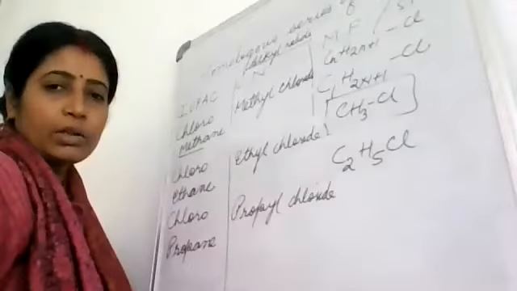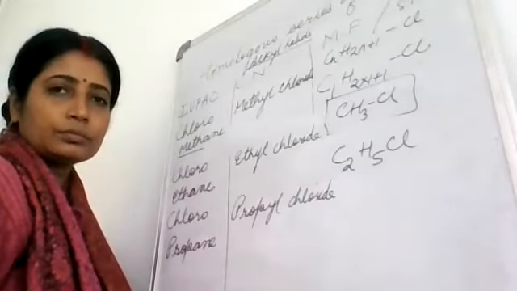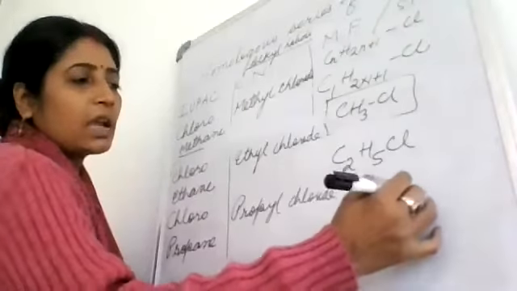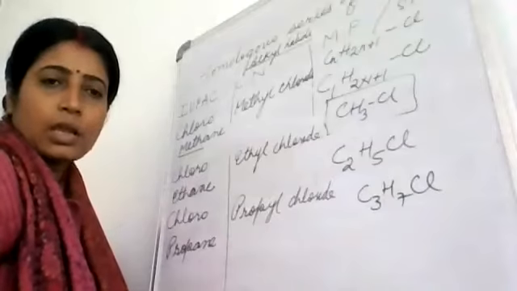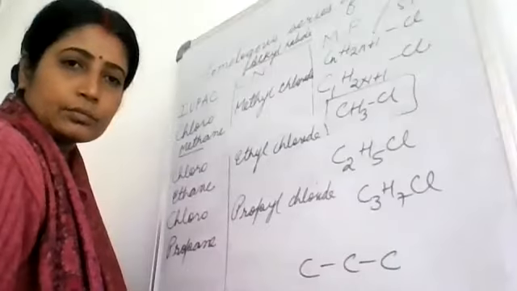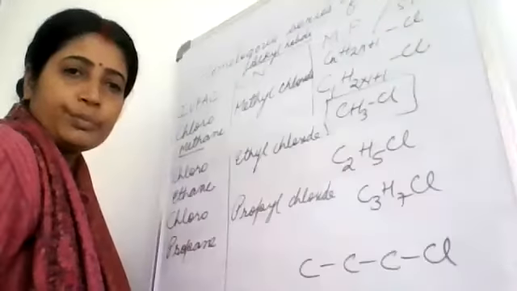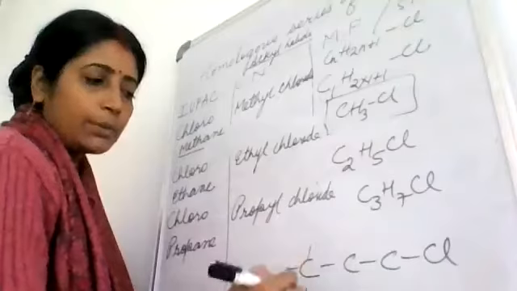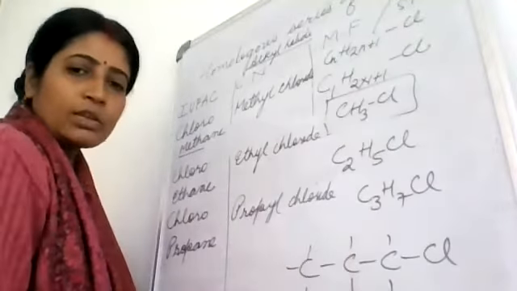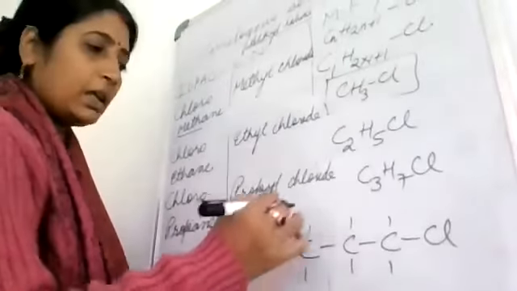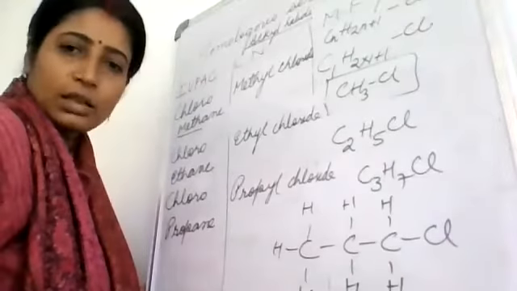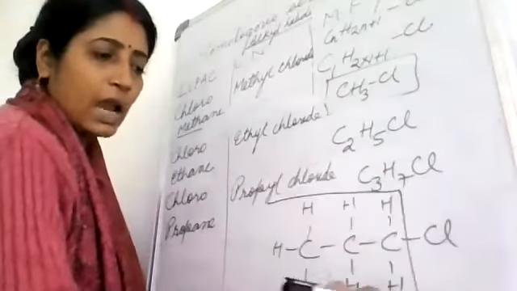And what will be its molecular formula? C3H7Cl. Propyl becomes C3H7Cl. And then again for a structure, what will you do? You will write 3 carbons. Put at the end a functional group. And then you make each carbon tetravalent. Next you will put H, H, H, H. So this is your alkyl group.